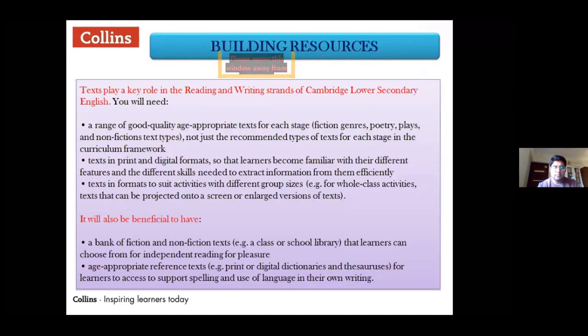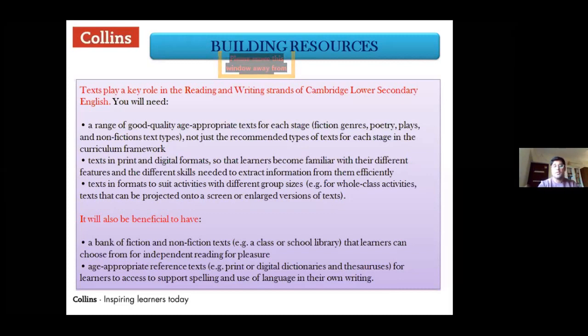This is something which someone asked: how do we build the repository of resources? Use a range of good quality, age-appropriate text for each stage. Your fiction, I've already shared with you the kind of text that Cambridge wants you to take up with your learners. Use that as a stimulus and create your own resources, build your own resources, texts in print, digital formats, so that learners become familiar with their different features. Help them annotate the text in the classroom.